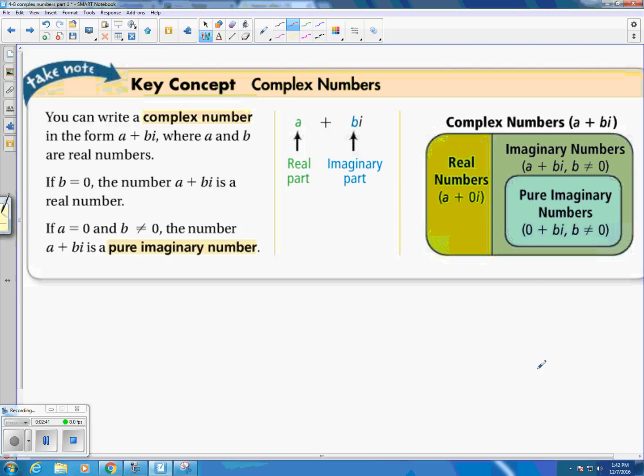So you can write a complex number in the form a plus bi, where a and b are real numbers. And if b is equal to 0, the number a plus bi is a real number, because that imaginary part is just going away, because 0 times anything would cancel it out. If a is equal to 0 and b does not equal 0, then a plus bi is a pure imaginary number, meaning there would be no real part because we would only be left with the imaginary part.